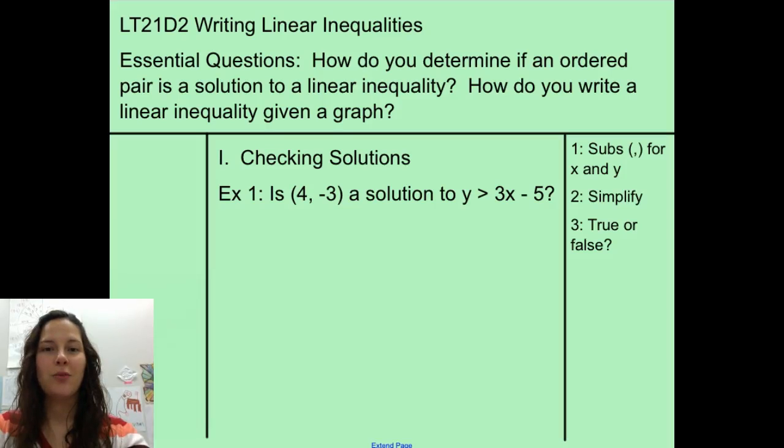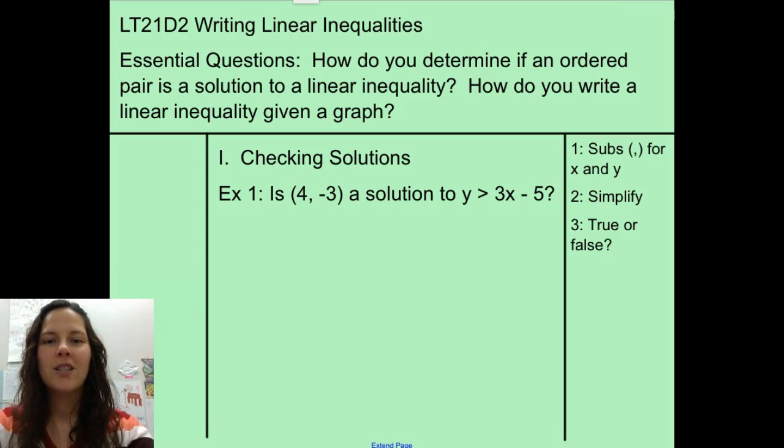Now we're going to learn how to write linear inequalities from a graph, as well as how to check to see if a solution is true. So first of all, we're going to learn how to check solutions. And this is just like checking a test point when we graphed inequalities. So you take the x value and substitute it in for x, and the y value and substitute it in for y into your inequality, and you see if it makes a true statement.